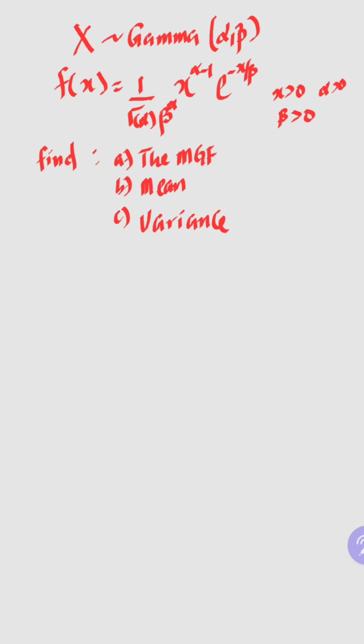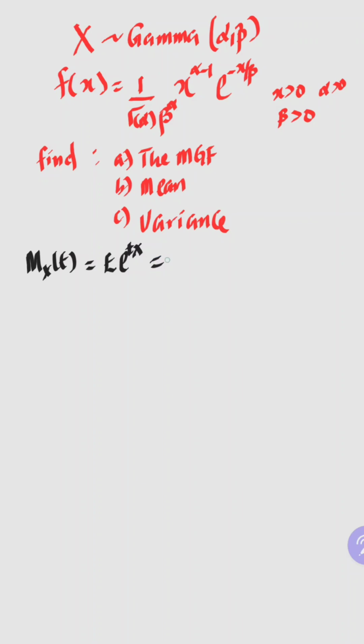Follow gamma distribution, alpha comma beta. We have the PDF of the gamma distribution given to us, and then we want to find the MGF, the mean, and the variance. Now, to do this, let's find the MGF first, and we have the general rule for the MGF to be M_X(t) equal to the expectation of e to the power of tX.